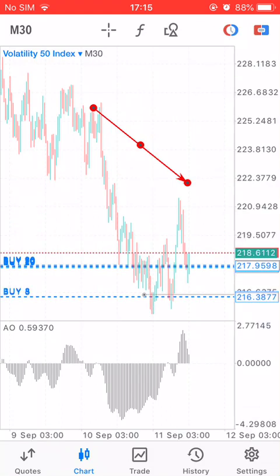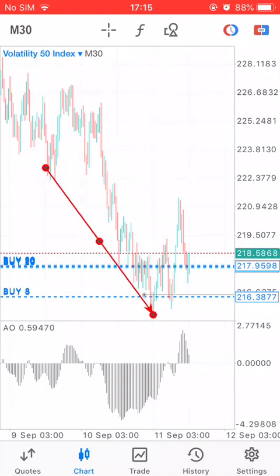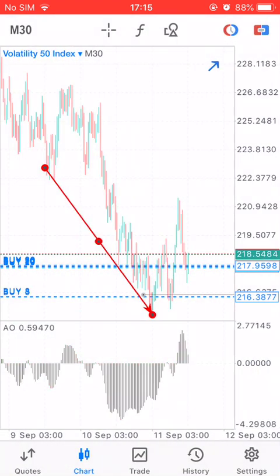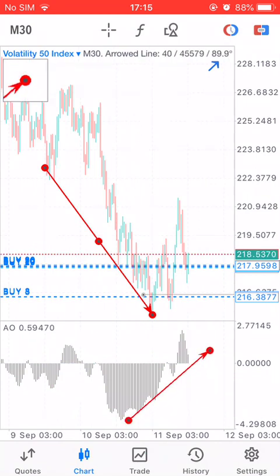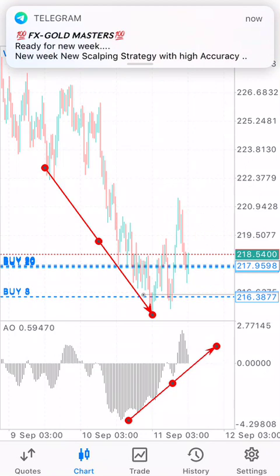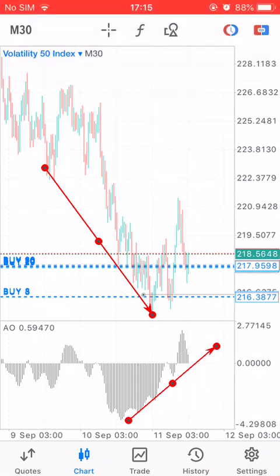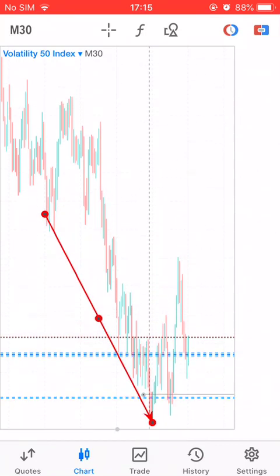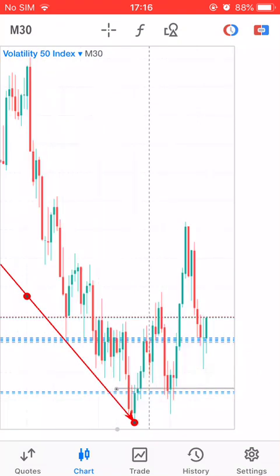As you can see, the price was making lower lows. It was a downtrend on the 30-minute time frame, but down here on the Awesome Oscillator, it's making higher highs. The price is going up, meaning we call this a divergence, and a divergence is a sign of market reversal. The market is going up from there. That's what you should understand. It's a second confluence, a second confirmation that I got that the market is about to reverse.